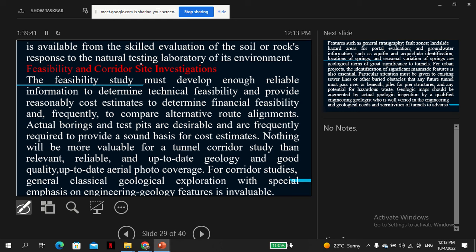Actual borings and test pits are desirable and are frequently required to provide a sound basis for cost estimates. And nothing will be more valuable for a tunnel corridor study than relevant, reliable, up-to-date geology and good quality, up-to-date aerial photo coverage. General classical geological exploration with special emphasis on engineering geology features is invaluable.